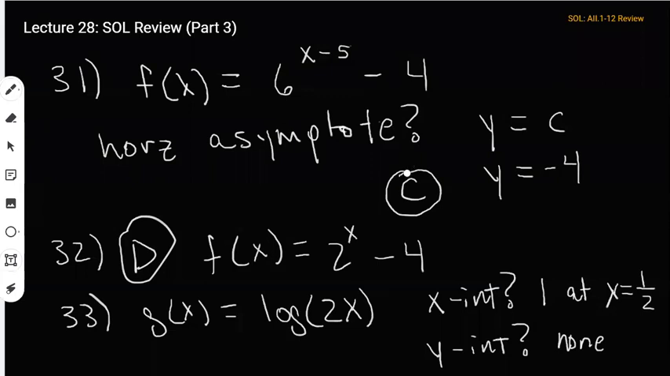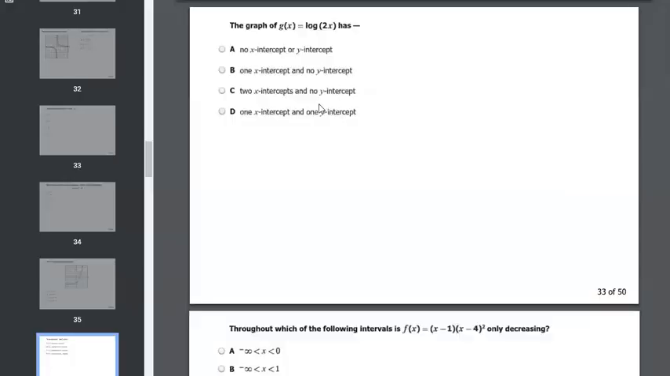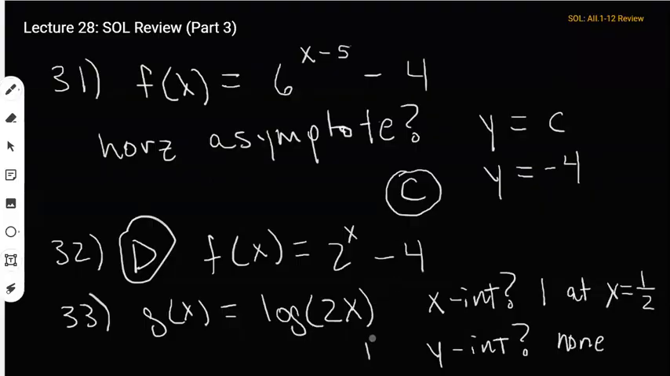Okay, so we know it has one x-intercept, no y-intercepts. Which answer choice best represents this? It's going to be B. One x-intercept, no y-intercepts. So I'm going to put a B down here.